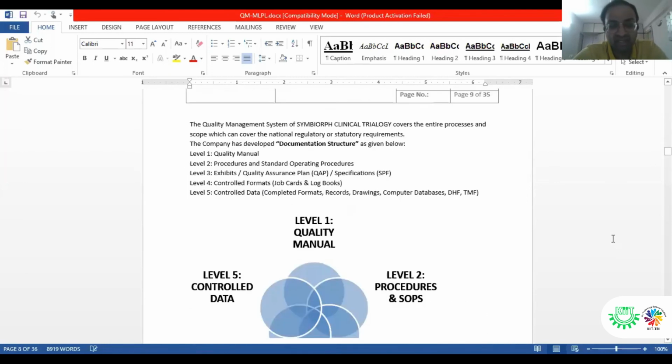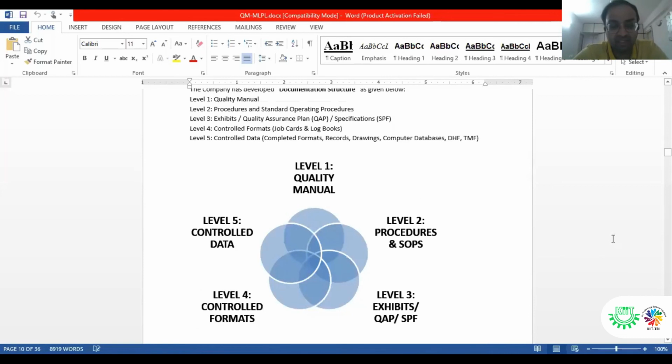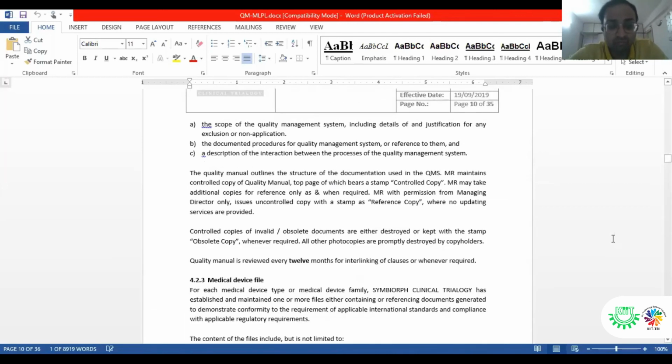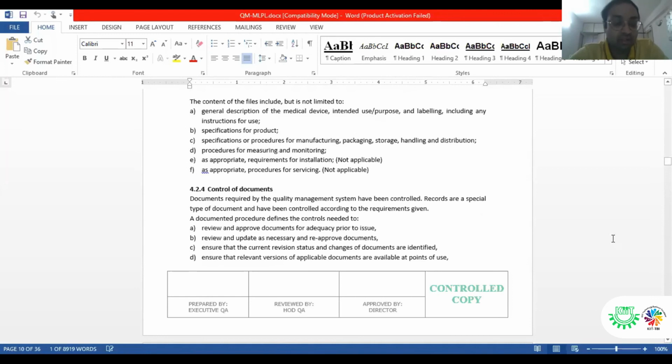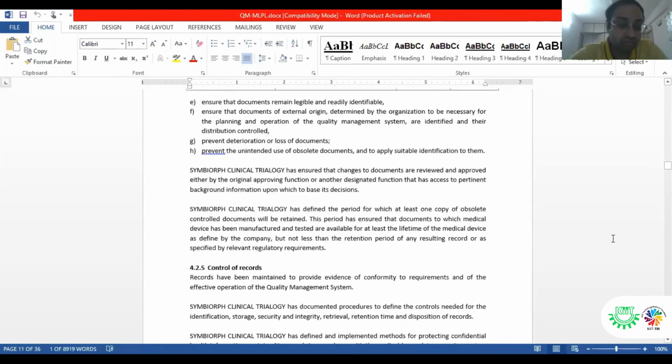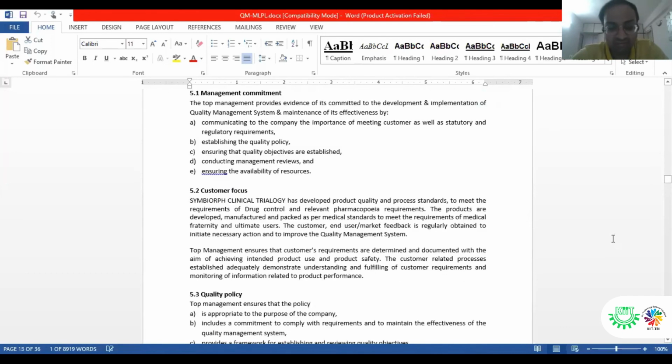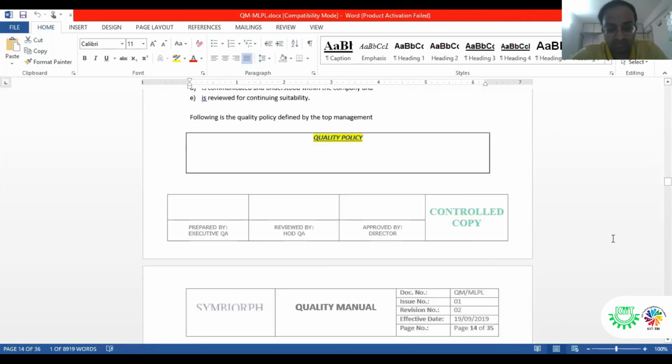I'm talking about the different levels, like level 1, level 2, level 3, level 4, level 5. So you have to define here what the different levels of your documents are: what the quality manual is, what the medical device file is, what the controlled documents are which you have to prepare, how you are going to control the records. Then clause 5 talks about the management responsibilities and everything which you have to prepare.